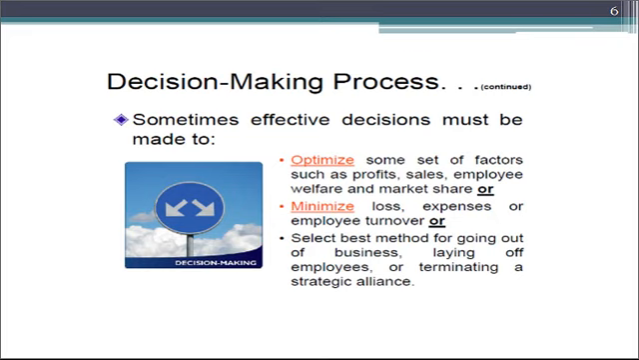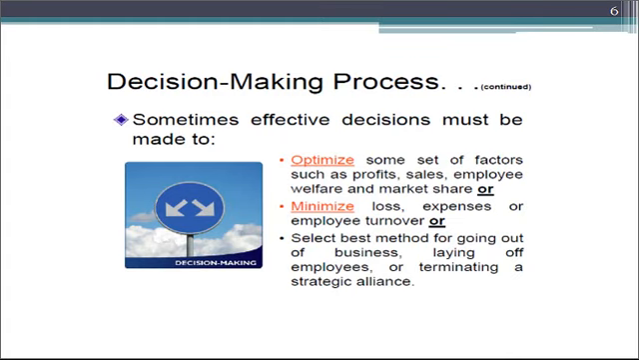Sometimes an effective decision must be made to optimize. We want to optimize the profit. We want to optimize the success of the organization. There might be any case, any situation. Accordingly, we have to take the effective decision to optimize some set of factors such as profits. We want to optimize the sales. We want to optimize the employee welfare, market share. So sometimes we want the optimized result.